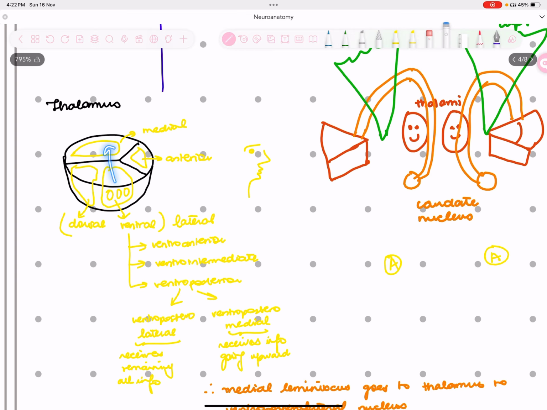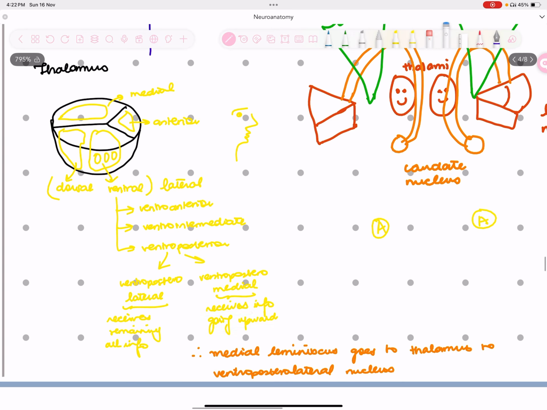Similarly, this is going to be also at the back. So there, the ventro-postero-lateral and ventro-postero-medial. Now that makes sense, right? So ventro-postero-medial and ventro-postero-lateral. These are the two groups that we have divided.